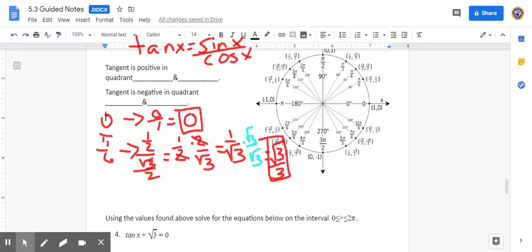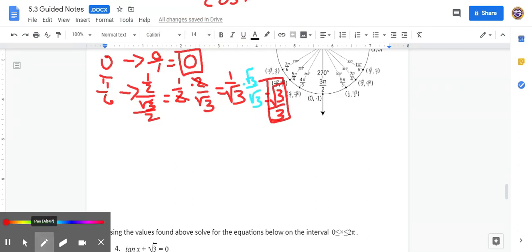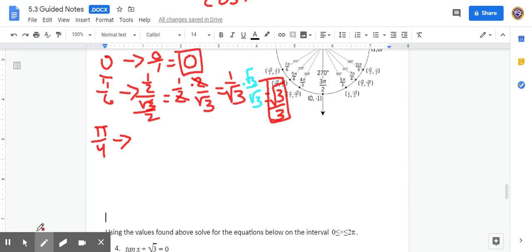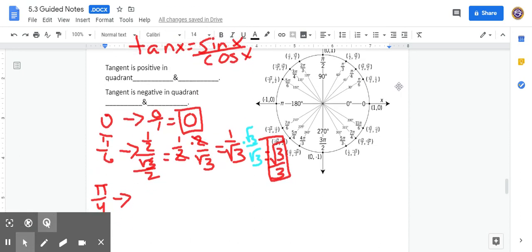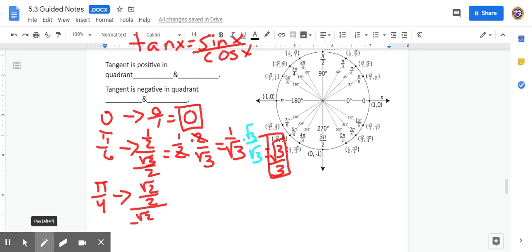For pi over 4, we have square root of 2 over 2 divided by the square root of 2 over 2, which equals the square root of 2 over 2 times 2 over square root of 2. So keep, change, flip. Everything cancels, so we're just left with 1.